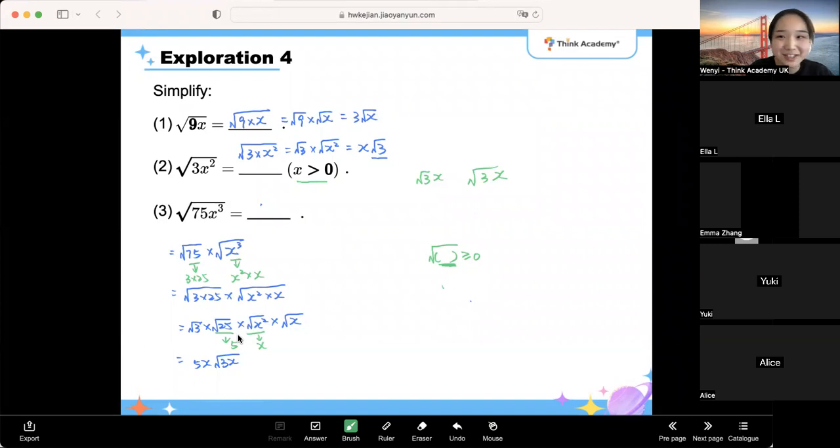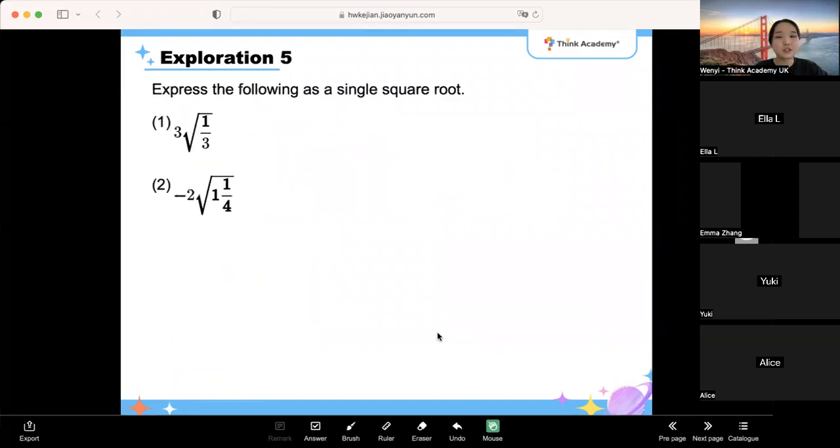Yes, I can see many correct answers. Then for this question, the question asks us to express the following mixed third into a single square root. It's still an easy question, right? Then we first start with the first question, and we can change this 3 into a square root form, which is 3 squared, and we put a root sign, times root 1/3. Then multiplying these two thirds, we get 3 squared times 1/3, and we can cancel a 3 out. Then the final answer is root 3.